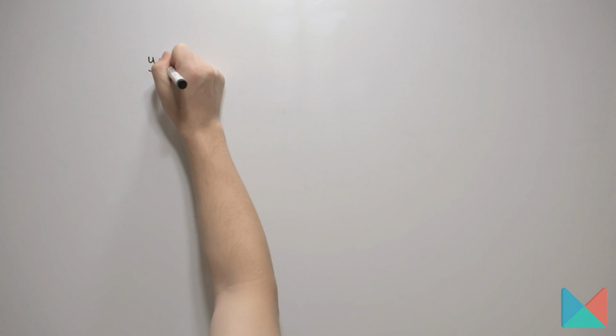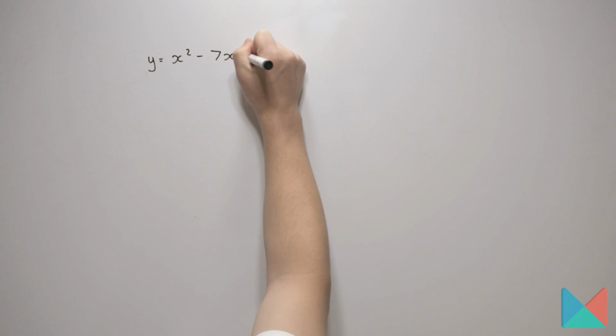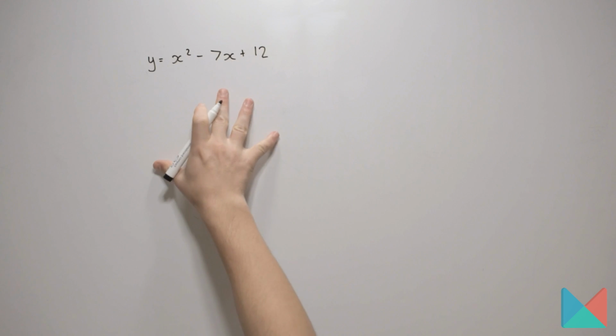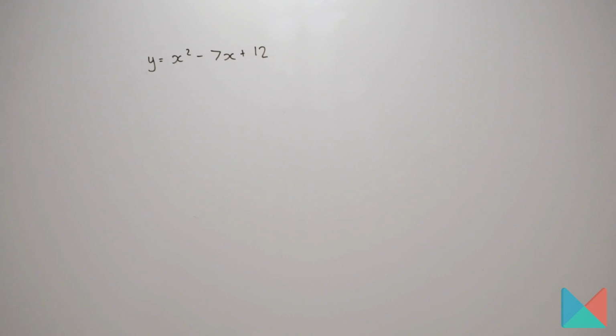Consider the equation y equals x squared take 7x plus 12. Now what we want to do is find the x-intercepts for this given equation. And we can achieve this by converting from the general form it is in now into the intercept form.